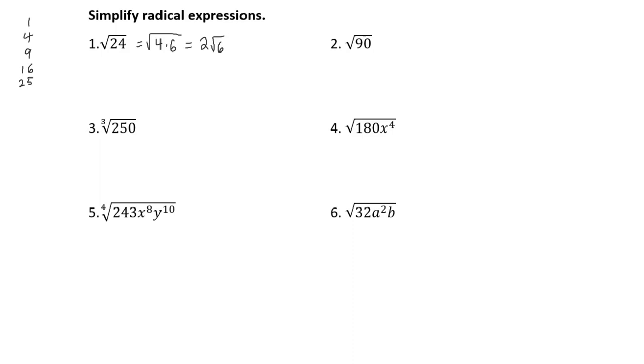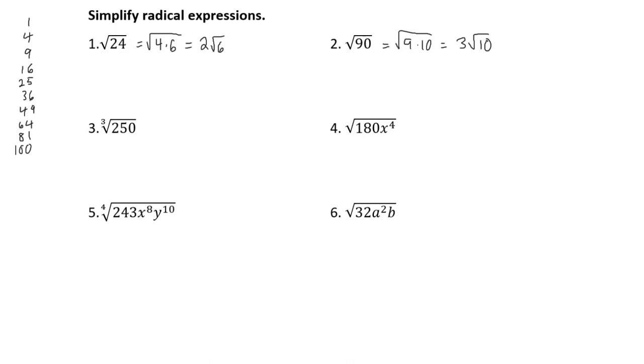Okay. Now to look at the 90. After 25 is 36, and 49, 64, 81, 100. And so all those are bigger than 90. So when we look at the list, the only one on here that's a factor of 90 is 9. So that is 9 times 10. Square root of 9 is 3, so that's 3 root 10.